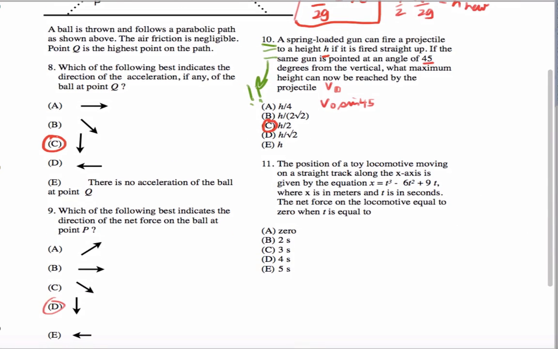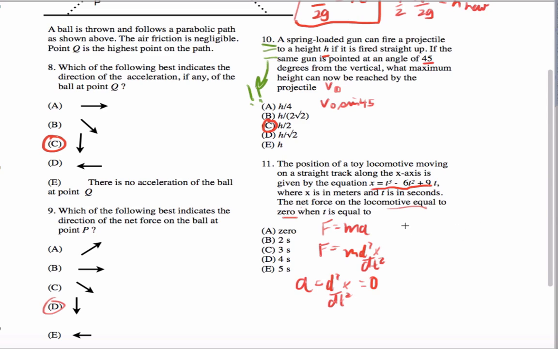And then number 11. Here, it says the equation is given by this. We want to know when the net force is 0. So let's be clear. Net force, F is ma, or F is m d squared x dt squared. So if I can figure out when the acceleration, which is d squared x dt squared, equals 0, then I've solved the problem.